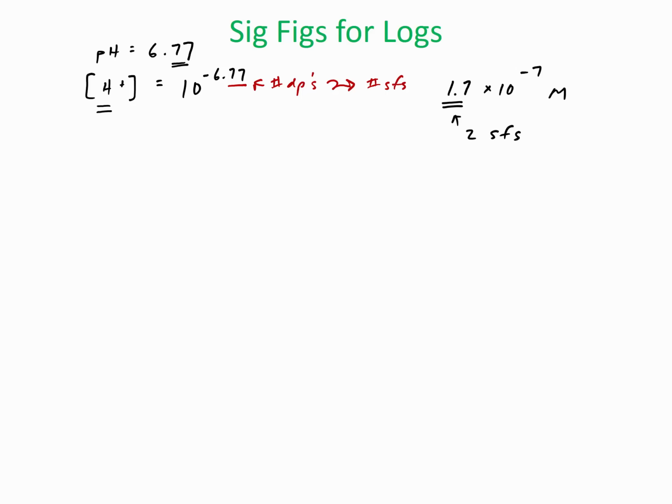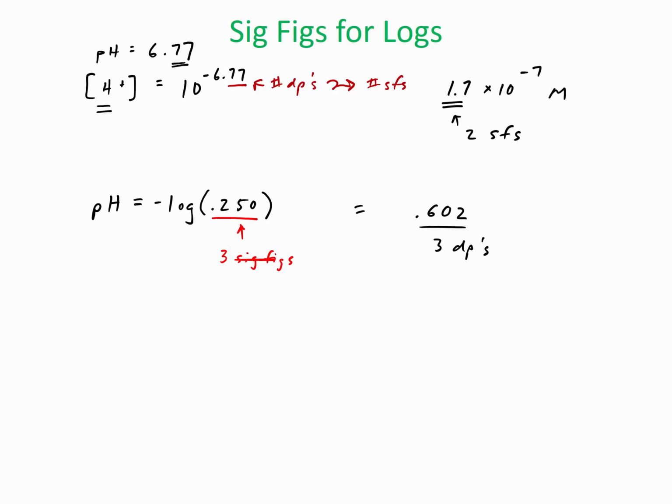Now, if you go the other way, it's what you might think it is. It's the opposite of that. So if you take the negative log of, say, your hydronium concentration, then it's going to go by the number of sig figs. So if this has 3 sig figs, then your answer should have that many decimal places. So if that has 3 sig figs, your answer that you report should have 3 decimal places.